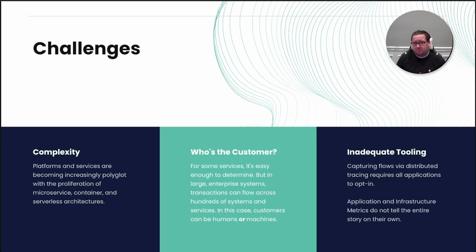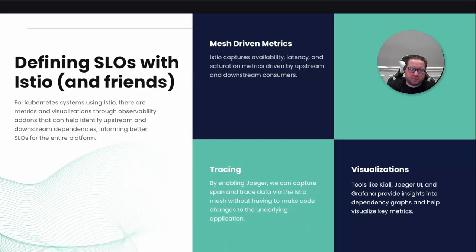Fortunately, with Istio, we have a way of providing those flows and user journeys to help define those SLOs without too much intrusion. And we're going to get into that now. So let's talk about how we can define SLOs using Istio and some of its observability add-ons and metrics that it exposes through the mesh.